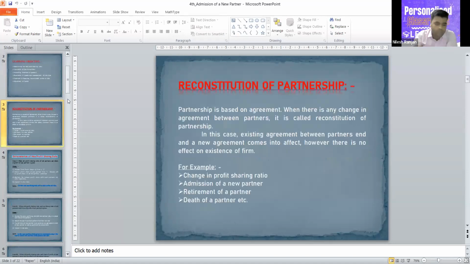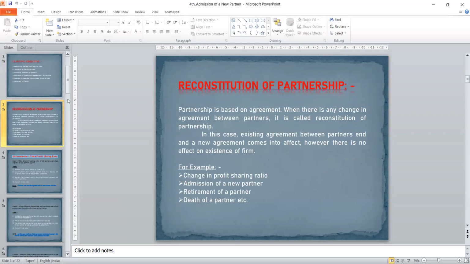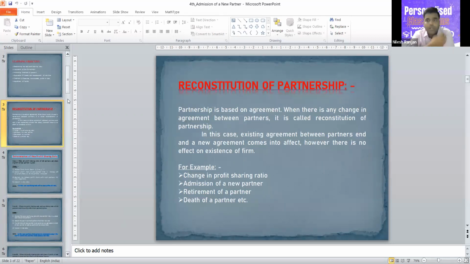You can see here that partnership is based on agreement. When there is any change in agreement between partners, it is called reconstitution of partnership. I told you that if we are doing a partnership business, we have to prepare an agreement, a written agreement. Actually, it is not necessary, but generally we start our business with a written agreement.